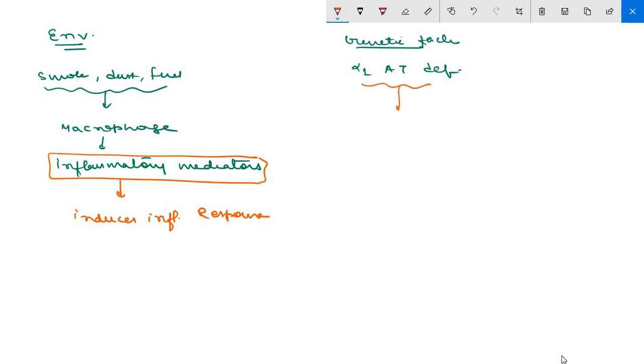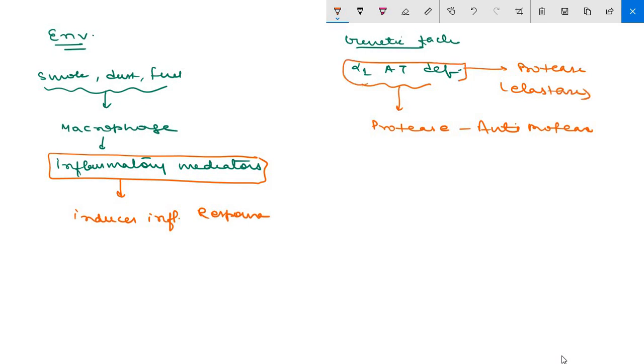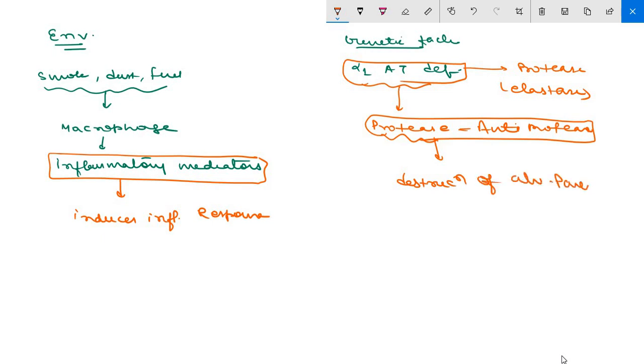Now, alpha 1 antitrypsin deficiency. If the alpha 1 antitrypsin enzyme is absent, then a protease, anti-protease imbalance will be created, because alpha 1 antitrypsin basically degrades protease enzymes such as elastase. If it is deficient, there will be less anti-protease, so the dominant activity will be of protease. This protease enzyme will then cause destruction of alveolar parenchyma.